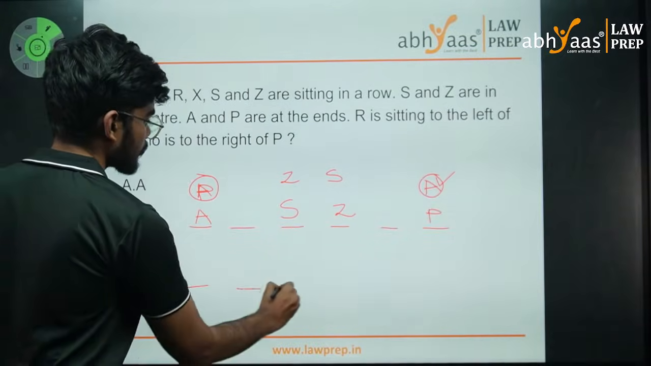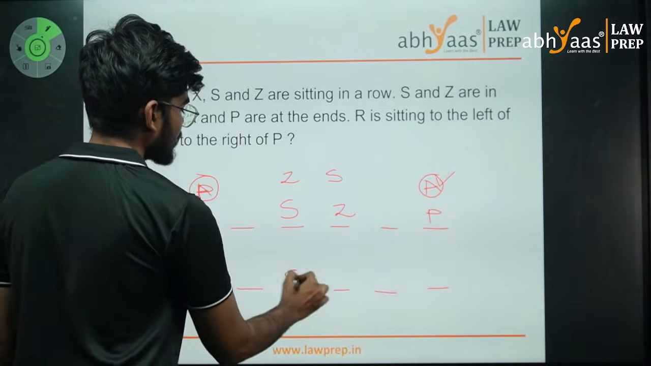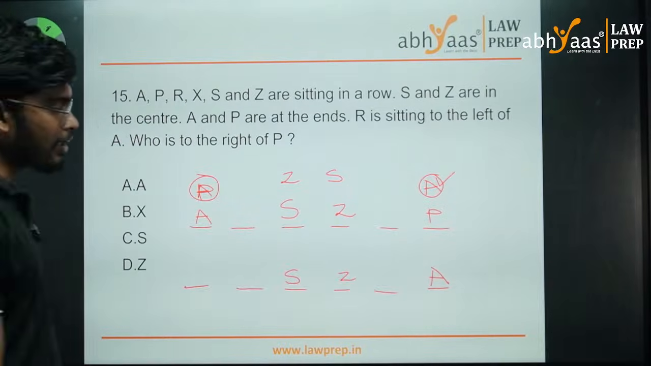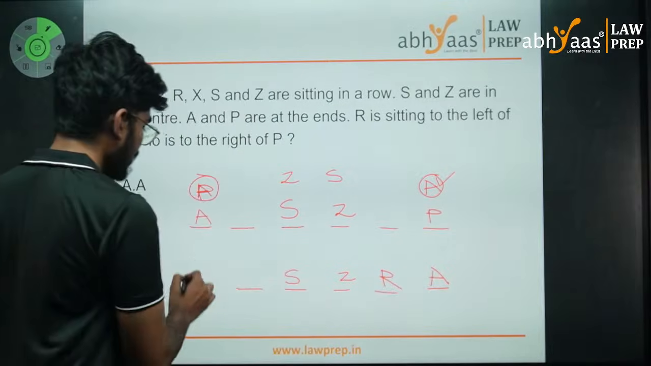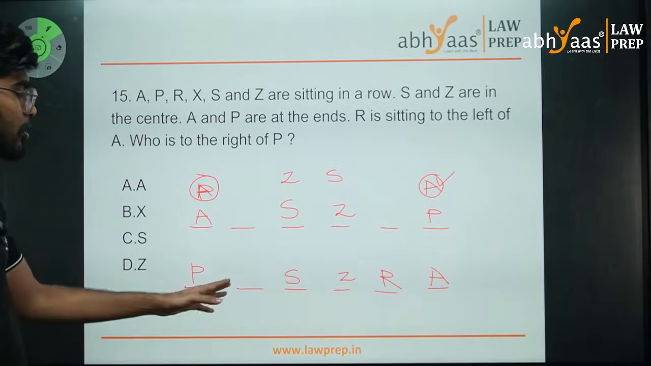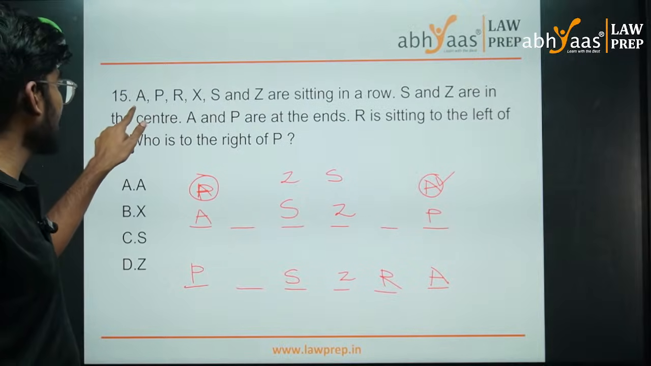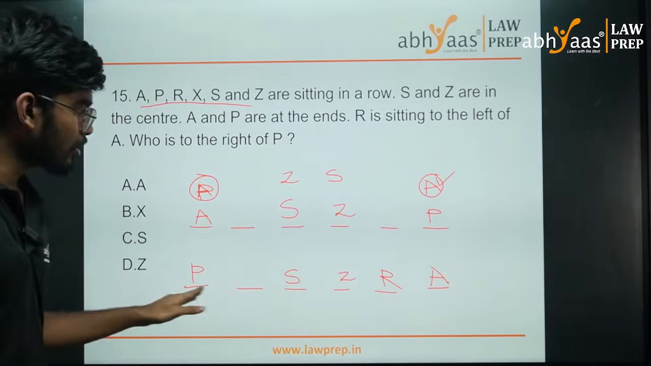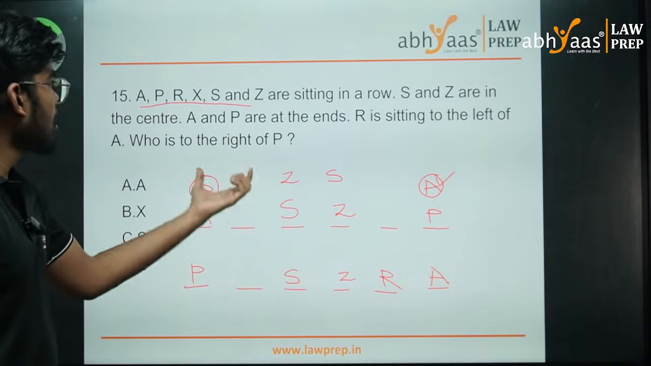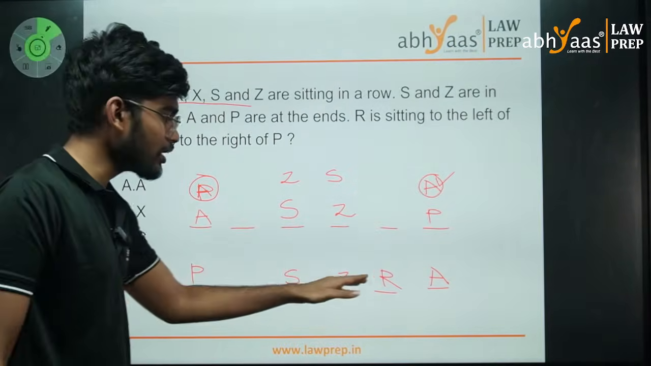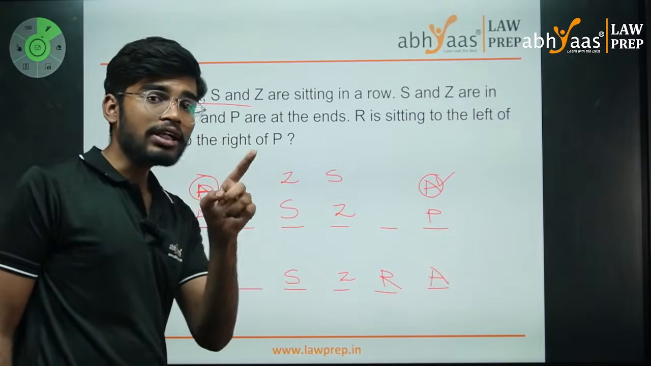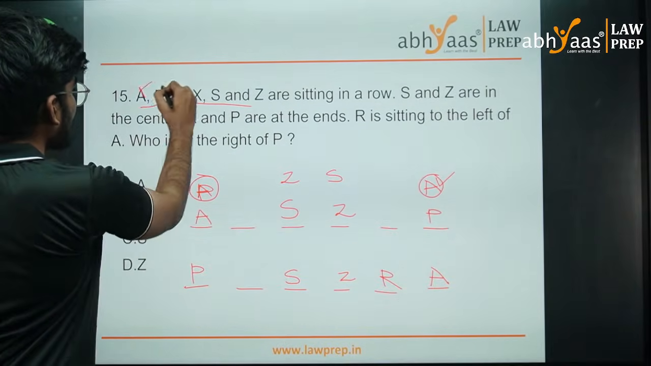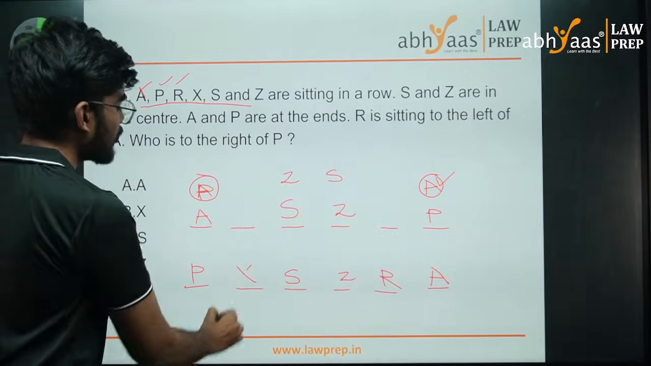So now, S, Z, now R is sitting to the left of A. That means here R will be placed. If A is here, P must be placed here. Now you can ask me, what about the second position? See, they gave 6 values and we know the position of 5 values, right? We arrange them. What is the one which is left? AP, APR, okay, we are done with APR. Next, X. X is the only one which is left.